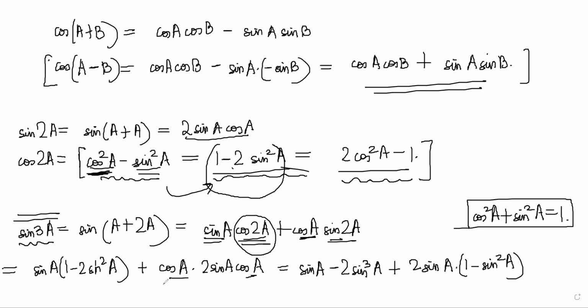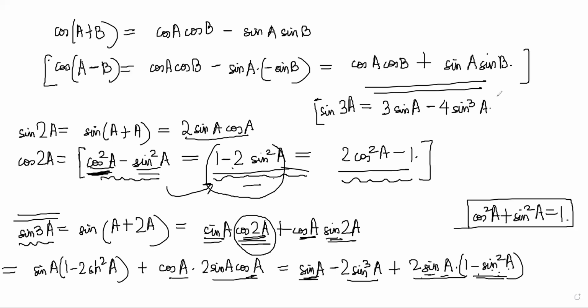So I'm just putting cos 2A as this, sin 2A as this, and then cos square A as this, because I want a formula for sines in terms of sines, right? So this is becoming 2 sin A and sin A. So added becomes 3 sin A minus 2 sin cube A, and one more 2 sin cube A will come here, minus. So it will become minus 4 sin cube A.